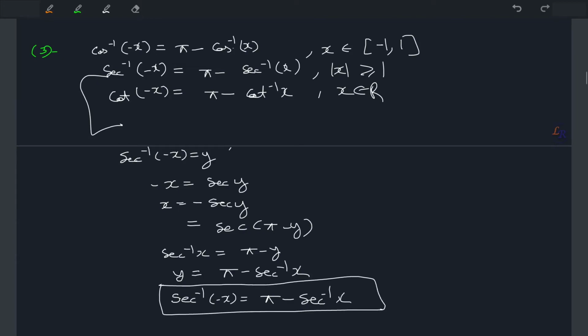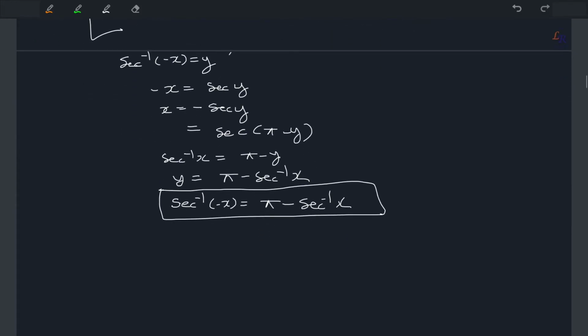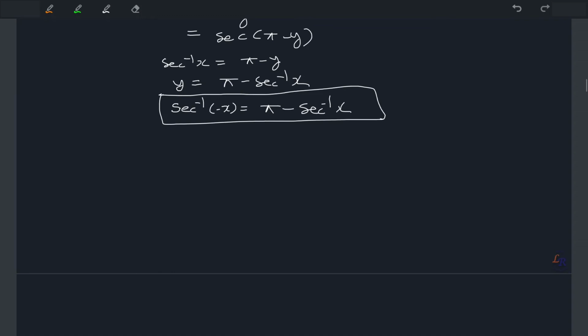The remaining you can easily prove. So these are very nice properties you can utilize when complicated equations come, and if you know the property, that makes the calculation very fast and easy. So that's one type of property. Let's move further and have a look at the other types.